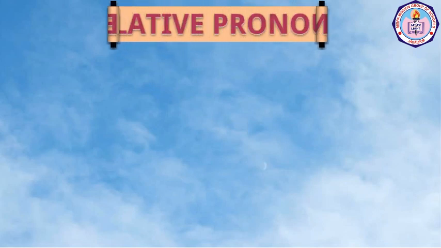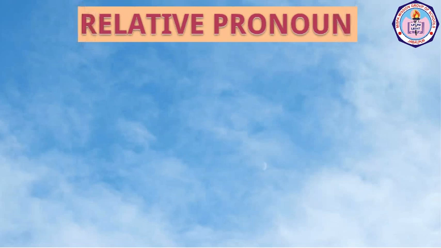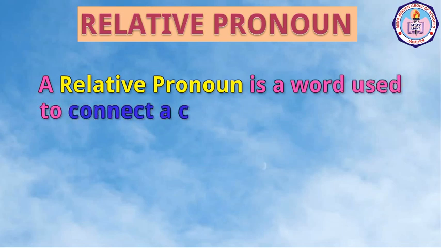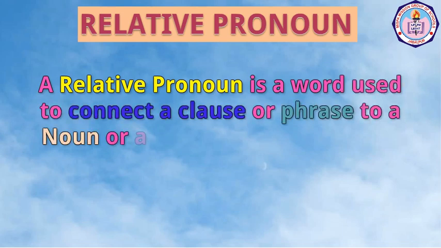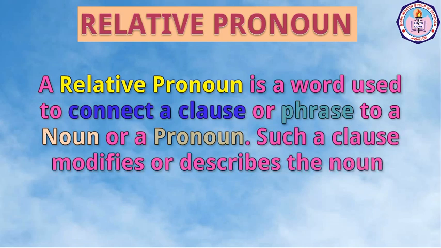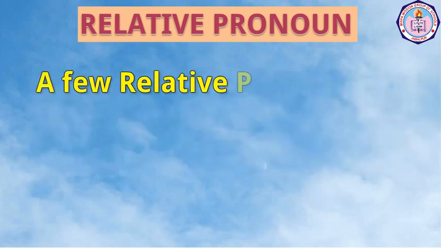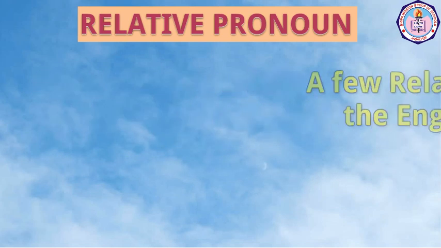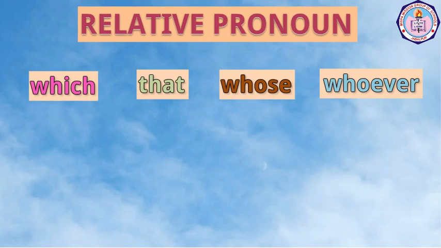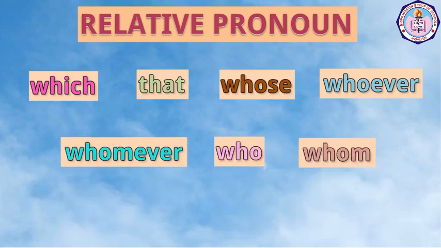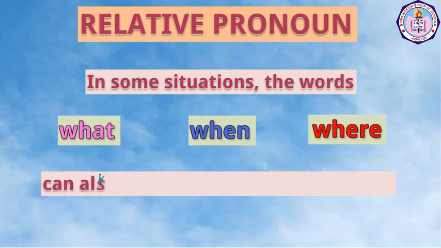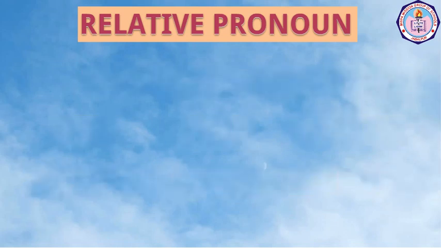Now let us learn about relative pronouns. A relative pronoun is a word used to connect a clause or phrase to a noun or a pronoun. Such a clause modifies or describes the noun. There are only a few relative pronouns in the English language. The most common are which, that, whose, whoever, whomever, who, and whom. In some situations, the words what, when, and where can also function as relative pronouns.